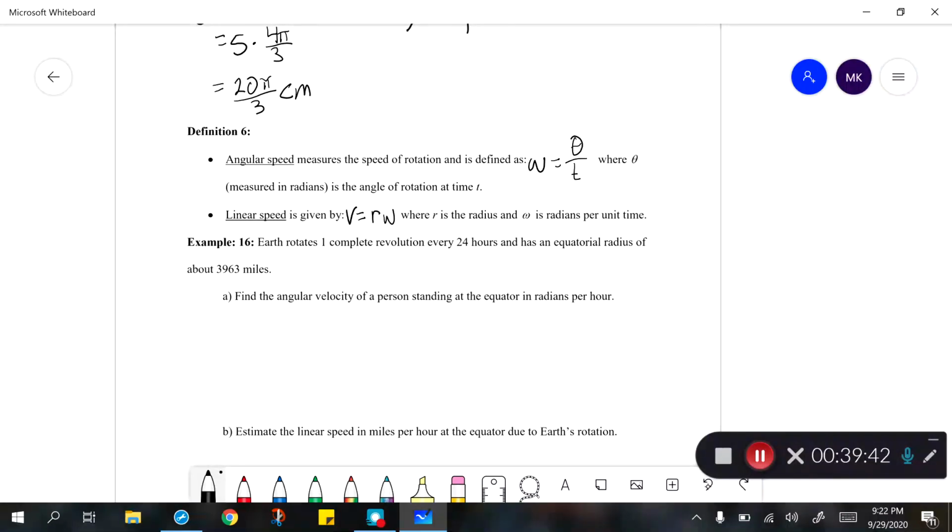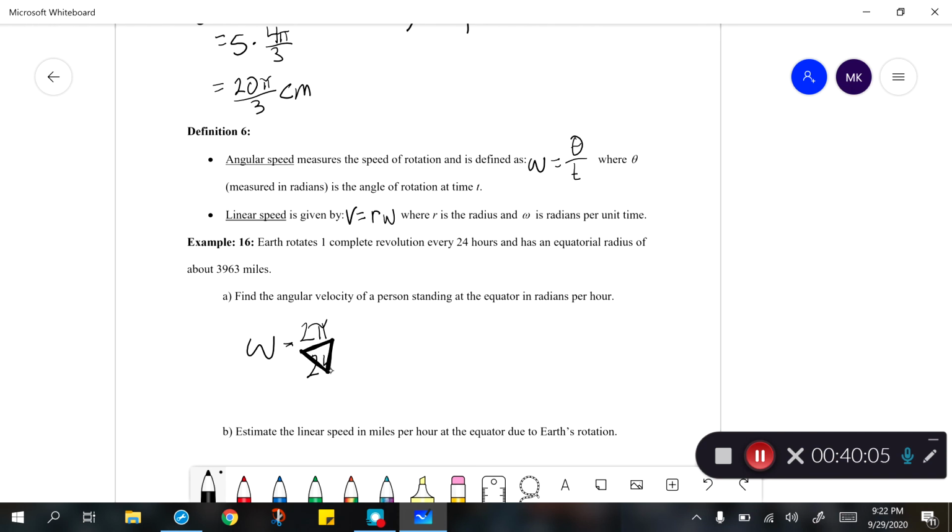So the first thing we want to do is find the angular velocity of a person standing at the equator in radians per hour. Well, very simply put, omega equals 2 pi over 24.